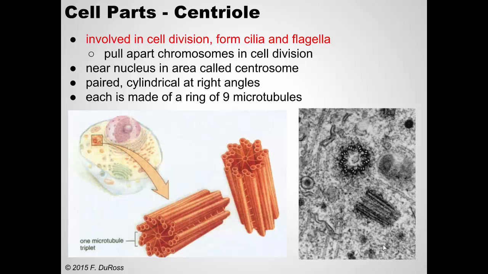The area itself is called the centrosome. There are usually two of them, paired, and at right angles to each other. They're made of small microtubules, which we're going to learn about in a minute, these little molecules that form these tubes.